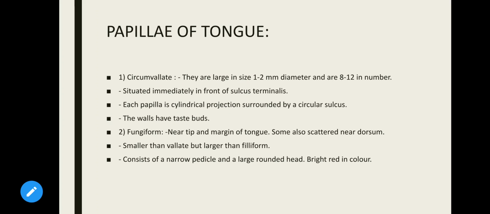The fungiform papillae are near the tip and margin of the tongue. So some also are found scattered near the dorsum, smaller than vallate but larger than filiform, and consist of narrow pedicle and large rounded head, bright red in color.